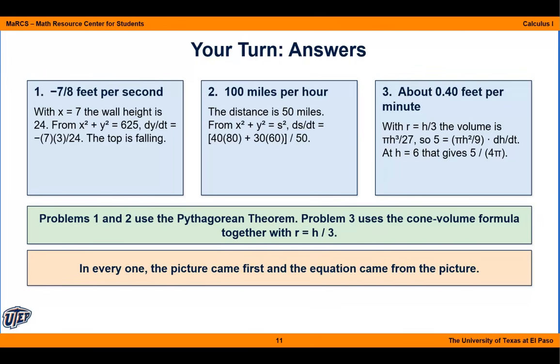For problem 3, r is equal to h divided by 3, so the cone volume formula becomes V equals pi h cubed divided by 27. At h equals 6 and dV/dt equals 5, the depth is rising at 5 divided by 4 pi feet per minute, or approximately 0.4 feet per minute. Problems 1 and 2 use the Pythagorean theorem. Problem 3 uses the cone volume formula together with a proportional relationship of r equals h divided by 3. In every case, the picture identifies the equation that connects the changing quantities.